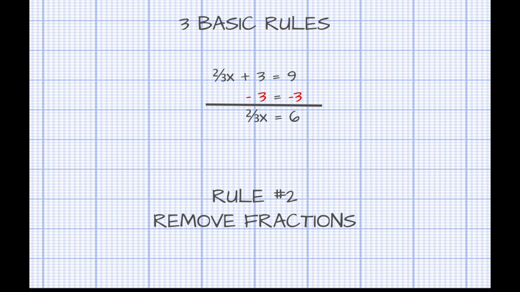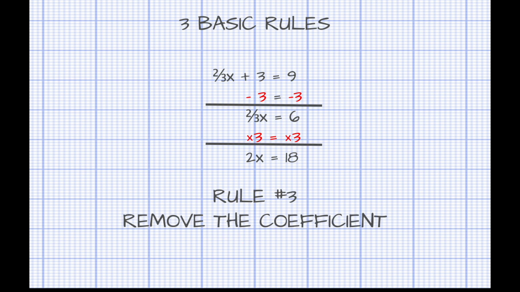For this example, we have 2/3 x, and we need to remove the fraction to make solving the rest of this equation easier. So we have to multiply the denominator, which is 3 in this case, to both sides of the equal sign. Now we have 2x equals 18. Rule number 3 is to remove the coefficient.